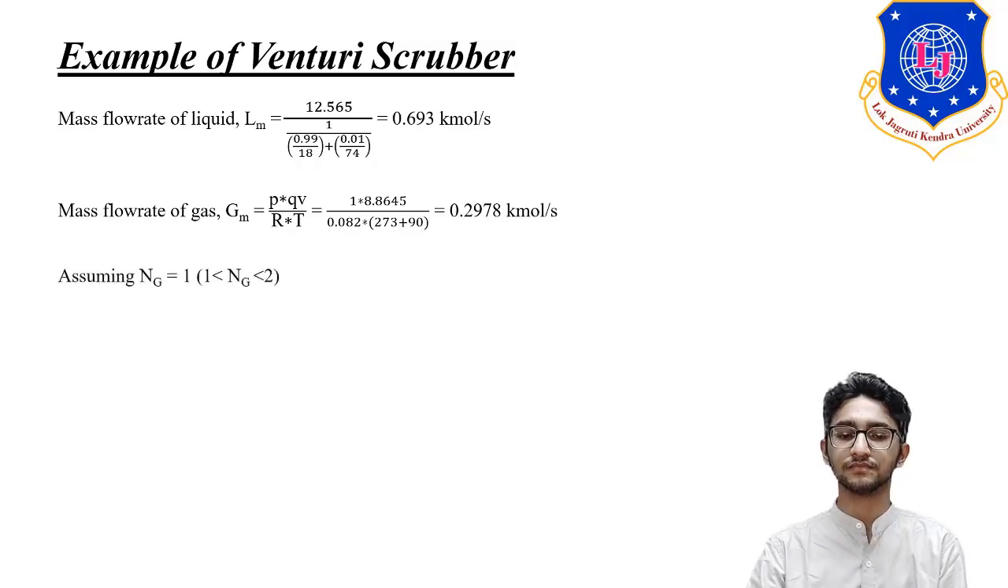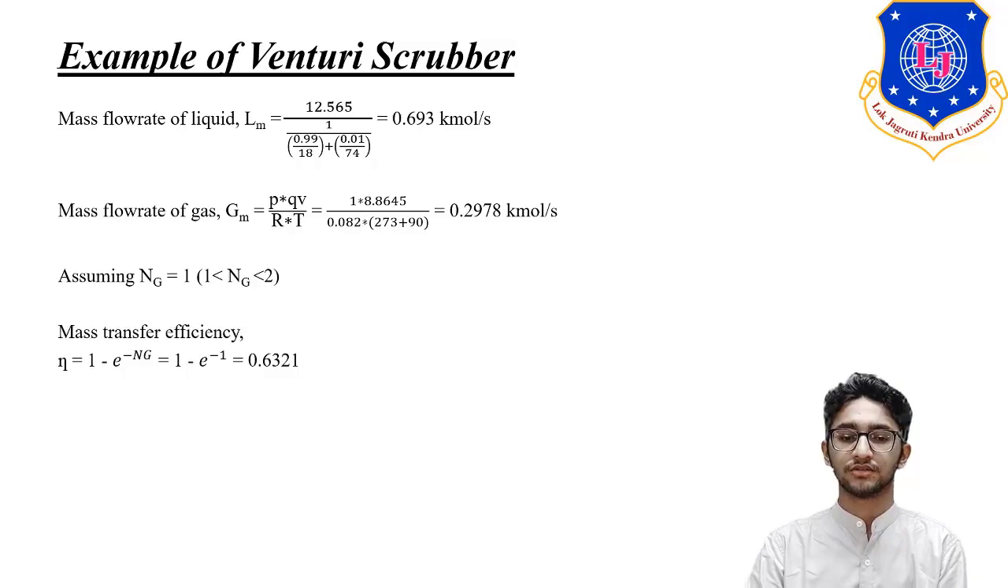Now we are assuming Ng equals 1, as we have talked earlier that the Ng should be in the range of 1 to 2. So the mass transfer efficiency will be eta equals 1 minus e raised to minus Ng. So we will get the answer of eta as 0.6321.